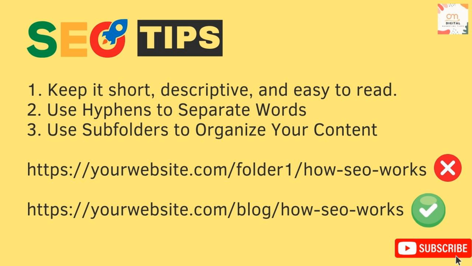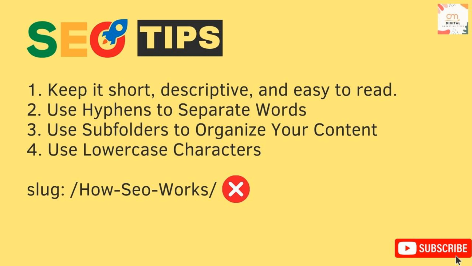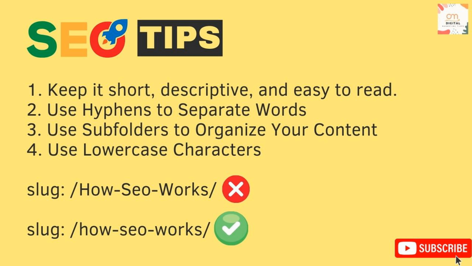And fourth one is use lowercase characters. URLs are case sensitive, and if you have a particular URL in both lowercase and uppercase, it can create duplicate content issues on your site. Plus, lowercase URLs make it easier for users to type the URL correctly. URLs that mix uppercase and lowercase can lead to errors when typing in the URL. And the first one is, as you can see, a bad URL slug. As in how SEO works, you're using the first letter as a capital letter. You should use all small letters, as in the second case. That's a good one.